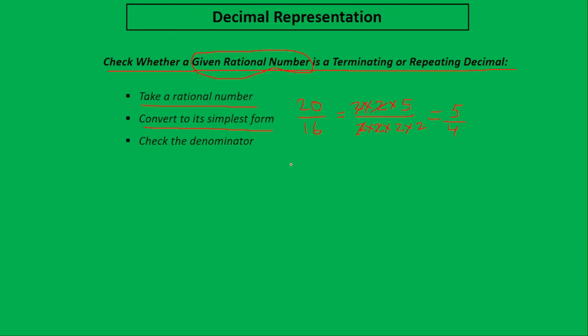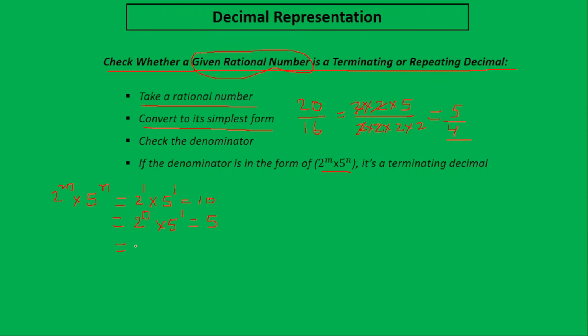So first take a rational number, convert it to its simplest form, then check the denominator. If the denominator is in the form of 2 to the power m times 5 to the power n, where m and n are integers, then it's a terminating decimal. So if it's 10, it is terminating. Or if it is 2 to the power 0 and 5 to the power 1, that is 5.